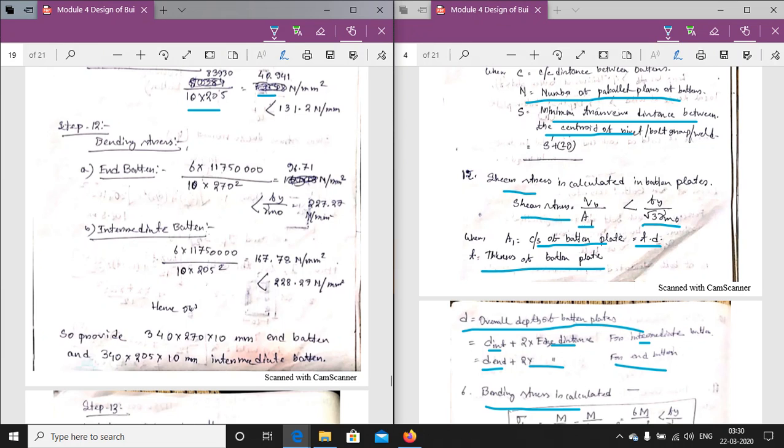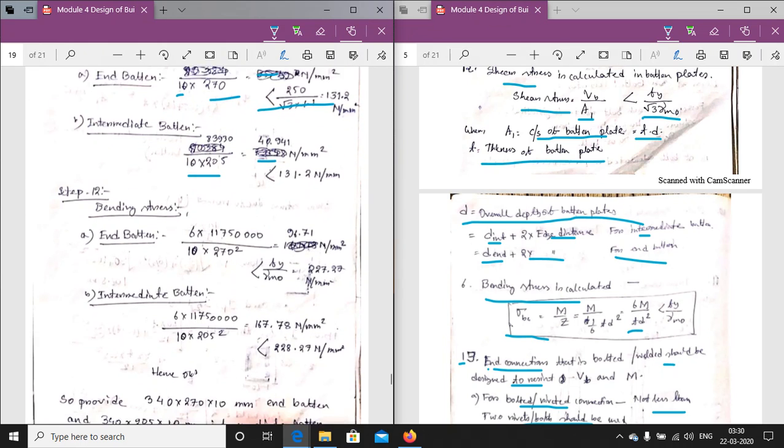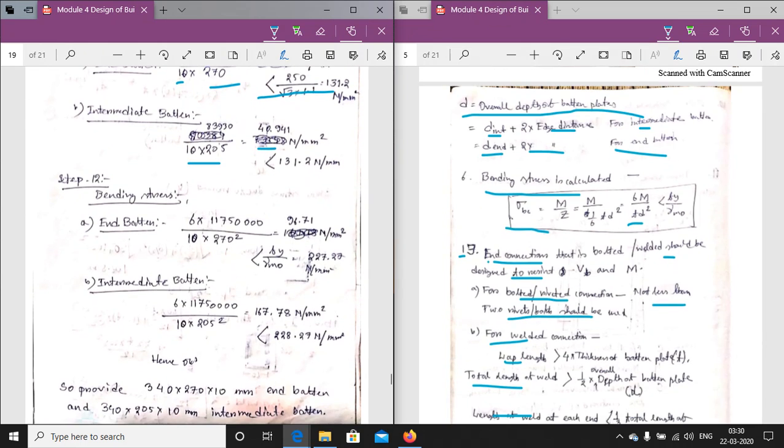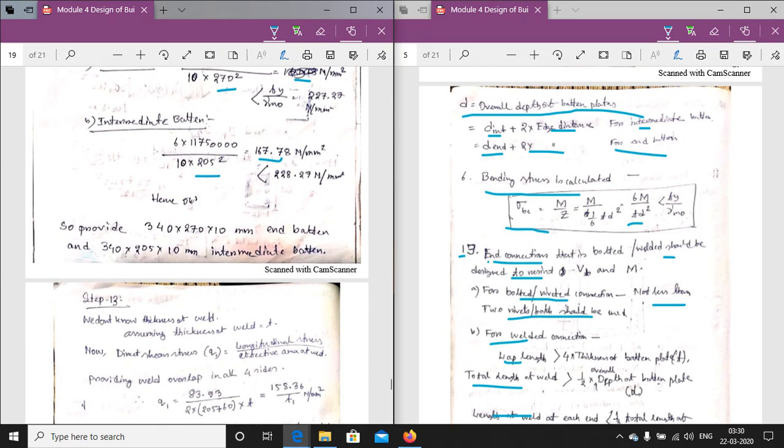Now coming to the bending stress. For the end batten, what is the formula of bending stress? 6M by T D square. So 6 into moment, we have calculated the moment to be that. So 6 into M by 10 into D square, T D square, T into D, that is the D for the end batten and the same for the intermediate batten. Putting all the values, all the conditions are satisfied. So hence okay. So provide this batten and this batten as the end batten and intermediate batten.